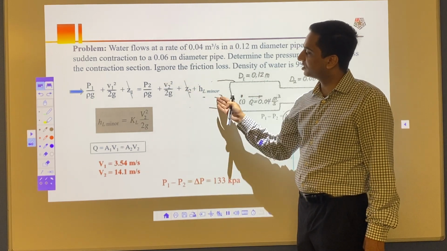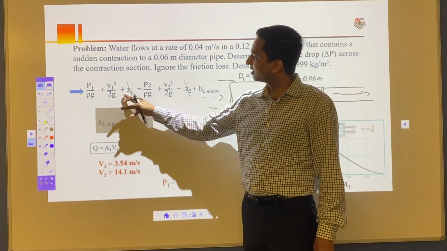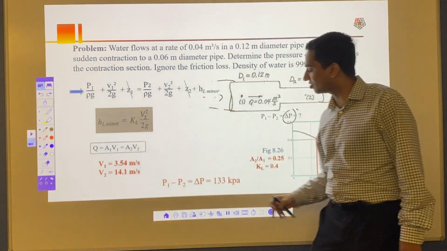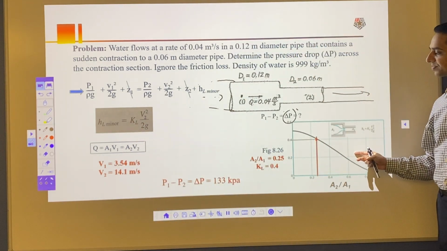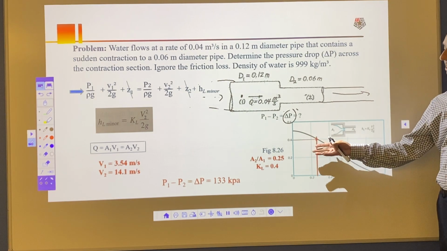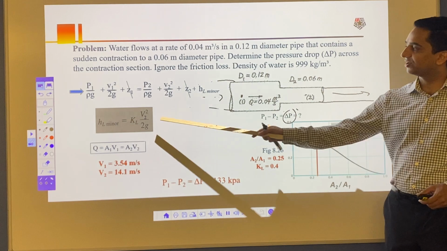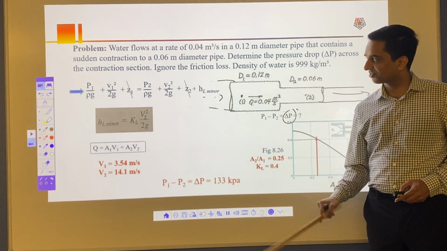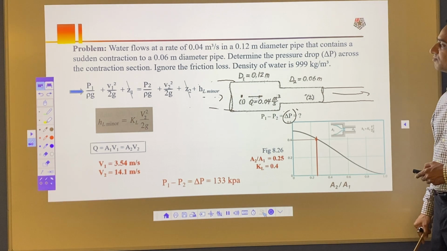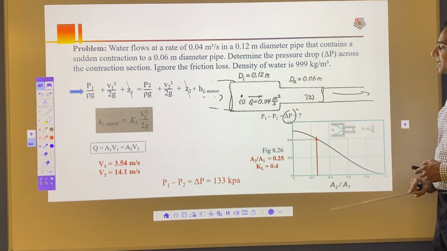You have to run this Bernoulli's equation. For that you need to get velocities, get your HL minor. For HL minor you need KL. To get KL, use this figure. From the figure calculate KL or get your KL, locate that KL and use that here to get the rest. Get your HL minor, calculate P1 minus P2. And that's the problem for sudden contraction.